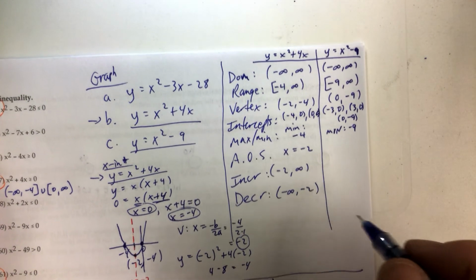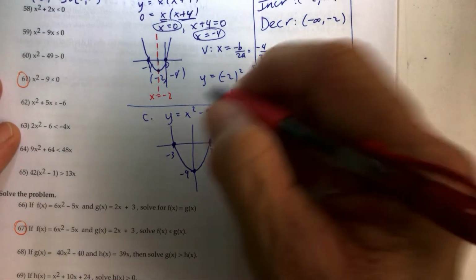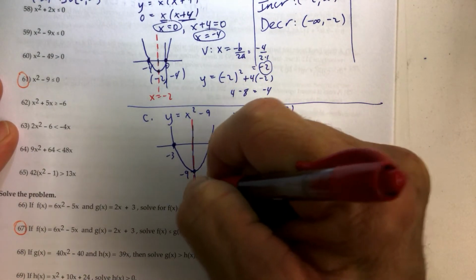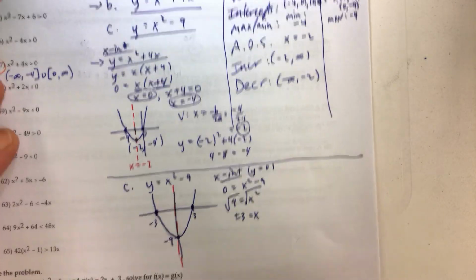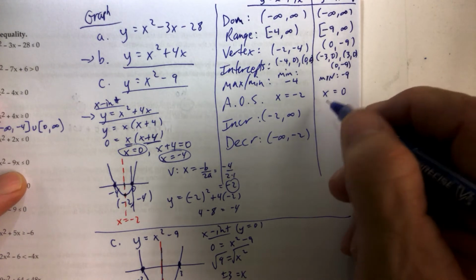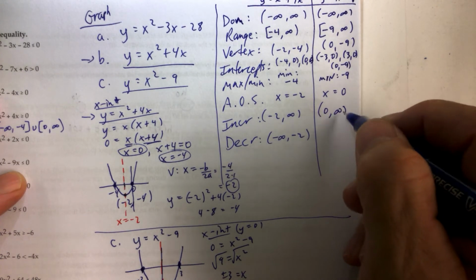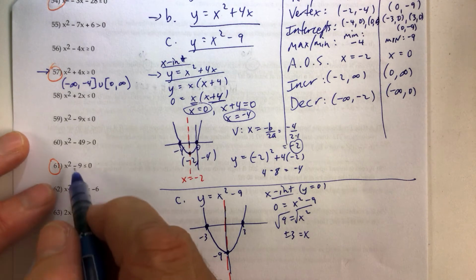The axis of symmetry is the vertical line that divides the left half of the graph from the right half of the graph. It splits the graph, goes right through the vertex. And x equals 0 is the equation of that axis of symmetry, increasing from 0 to infinity and decreasing from negative infinity all the way to 0. And we kind of held off on answering this guy right here.